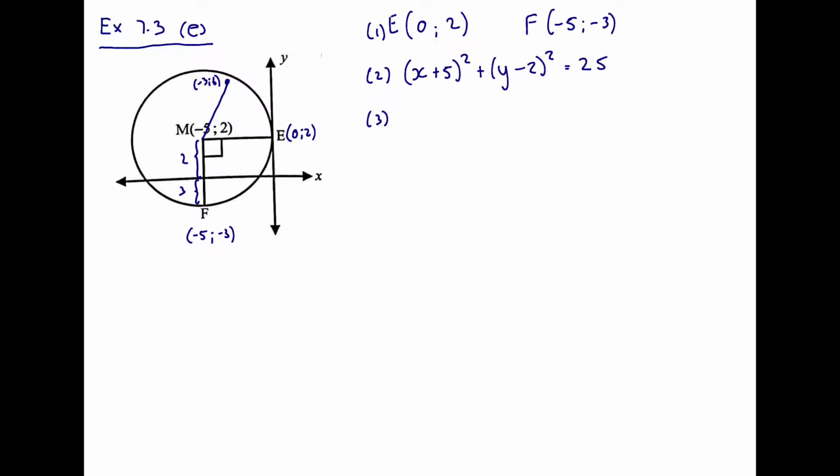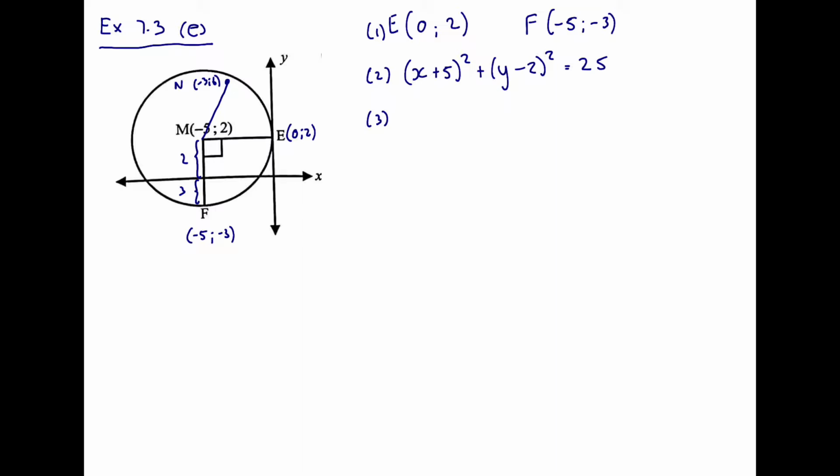Effectively, we know that the distance of the radius is 5. So if we work out the distance between those 2 points, and the distance is greater than 5, then it means the point lies outside the circle. But if it's less than 5, then it lies inside the circle. Okay, so let's call this point N.